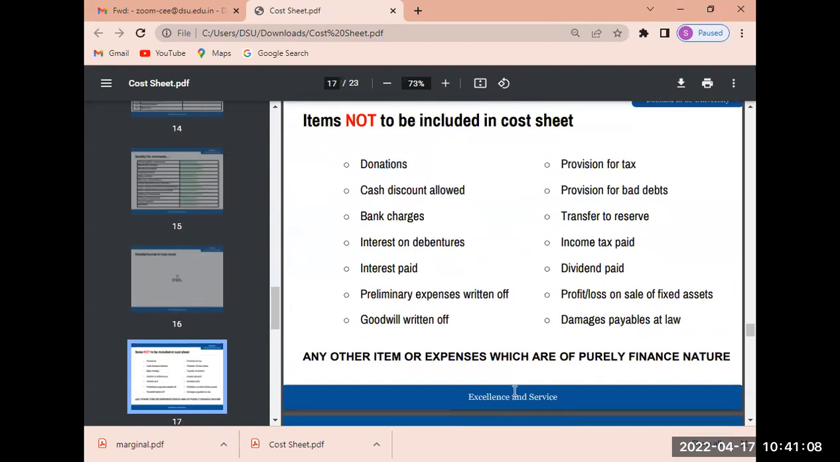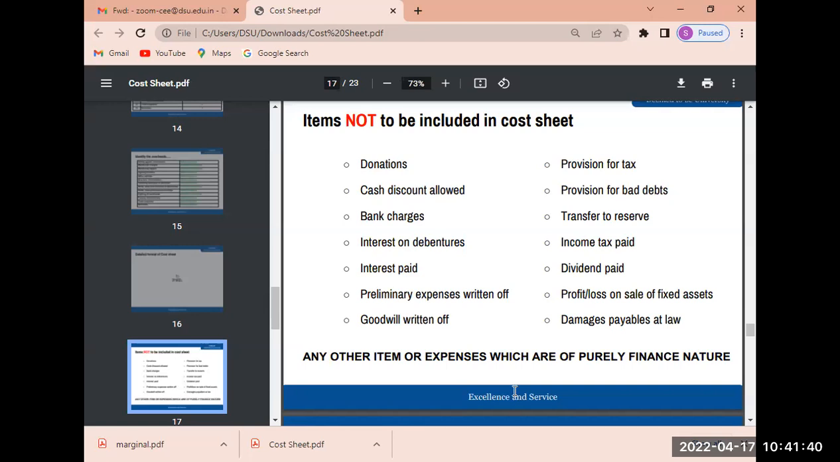We already discussed about this, which we should not include in the cost sheet, or which we should not consider as cost at all. We should not consider these items as cost. Example, donation. But in a P&L account, we'll write it in other expense, we'll write the donation. But we don't consider this as a cost in the cost sheet. Without donation also, we can do production.